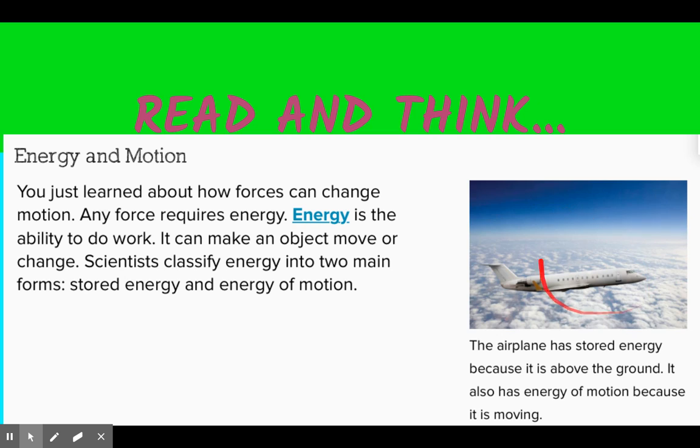Let's have a look at this photograph. Here you can see an airplane. The airplane has stored energy because it is above the ground. It also has energy of motion because it is moving. We are going to look in the upcoming slides at when an object has stored energy and when it has energy of motion, and it is quite obvious from the term itself. Stored energy is when the object is not moving, it is holding in some energy, and when the object comes into motion, that is kinetic energy.